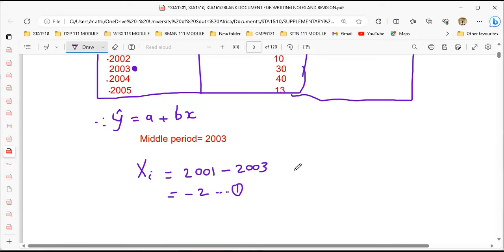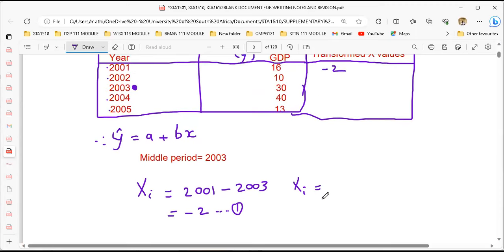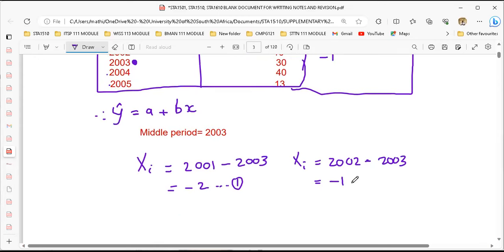Now we're done with 2001, so we move to 2002 as our ith period. 2002 minus the middle period, which is 2003. So you say 2002 minus 2003, you get -1. So you see here it's -1, and we are done with this one. It's number 2.